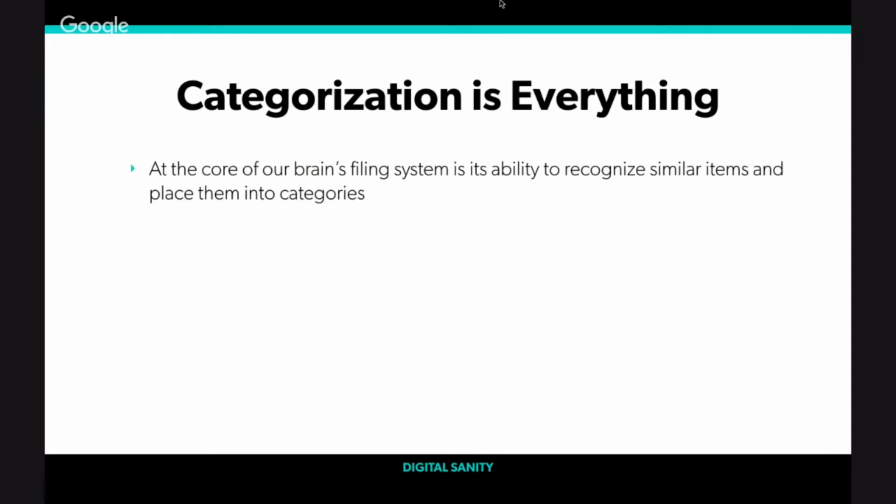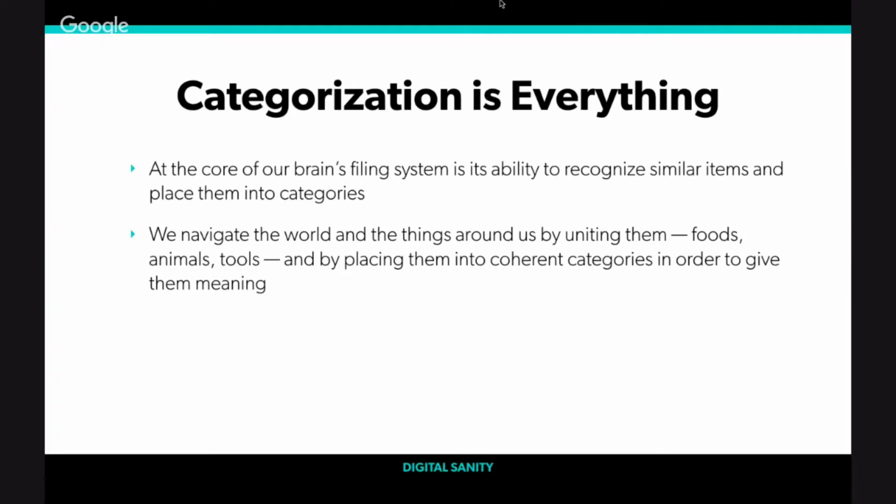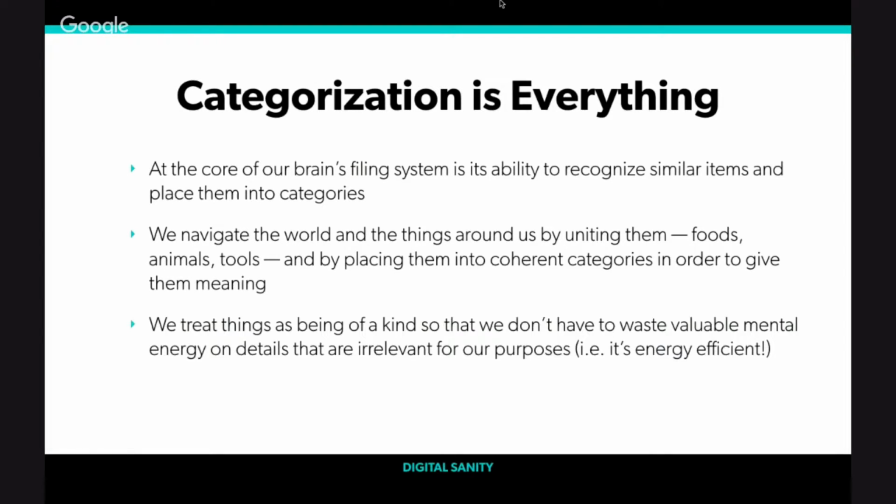At the core of our brain's filing system is its ability to recognize similar items and put them into categories. That's why this works so well. We navigate the world and the things around us by uniting them: food, animal, tools. So we place them into these coherent categories in order to give them meaning. And we treat these things as being part of a kind so that we don't have to waste valuable mental energy on details that are irrelevant for our purposes. It's energy efficient for us to just categorize things.